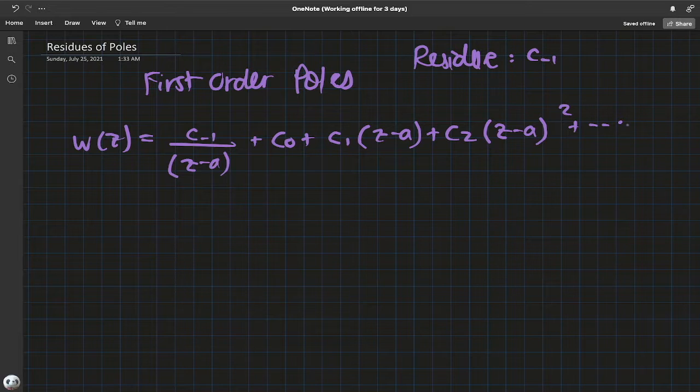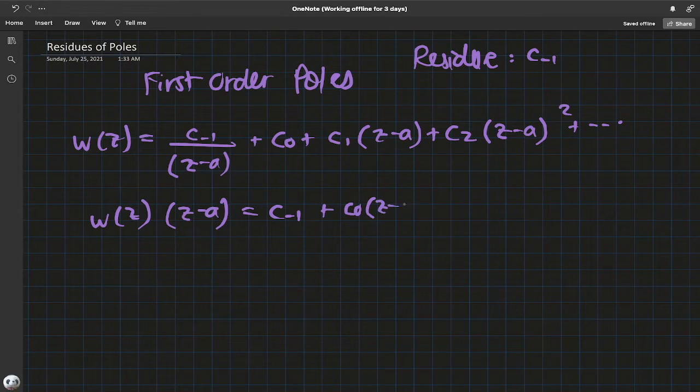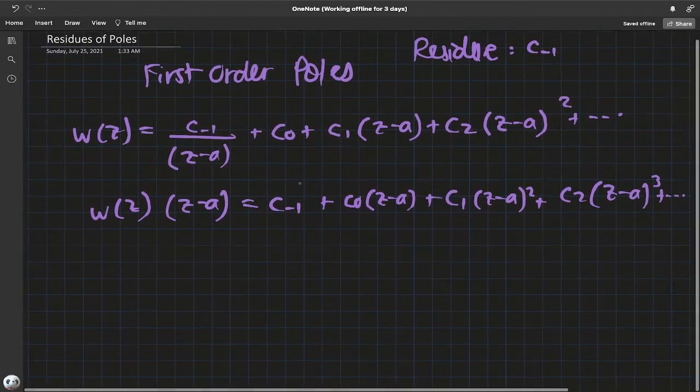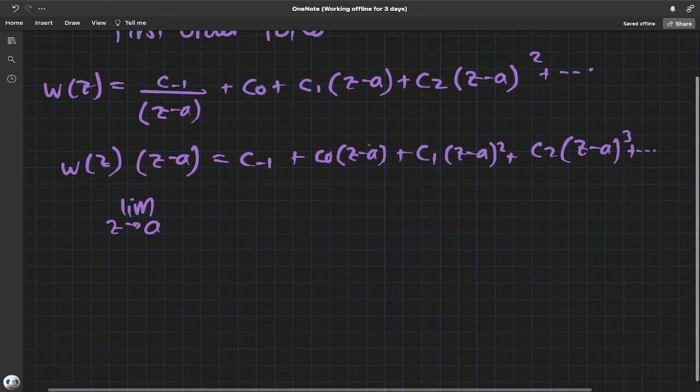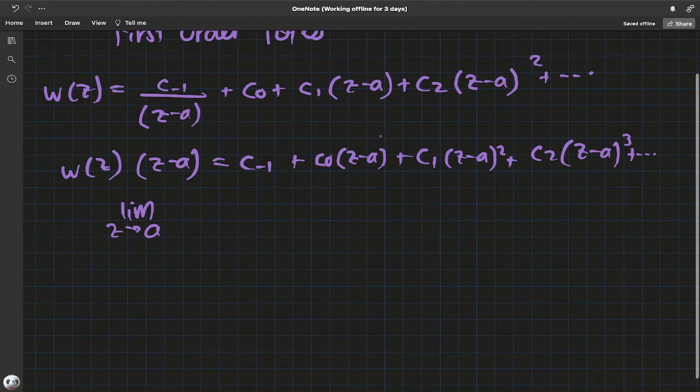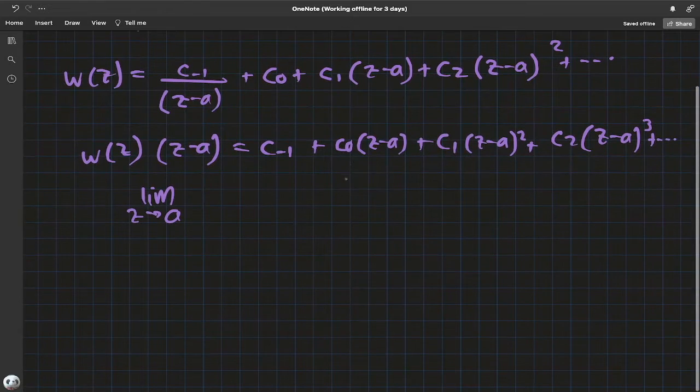And this goes to infinity. To find c sub minus 1, what we can do cleverly is multiply both sides by z minus a. So we get c sub minus 1 plus c naught times z minus a, c1 times z minus a squared, plus c2 times z minus a cubed. Now we take the limit as z goes to a. As soon as we do that, notice on the right hand side, this goes to 0, this goes to 0, and this goes to 0. The only thing remaining is c sub minus 1.